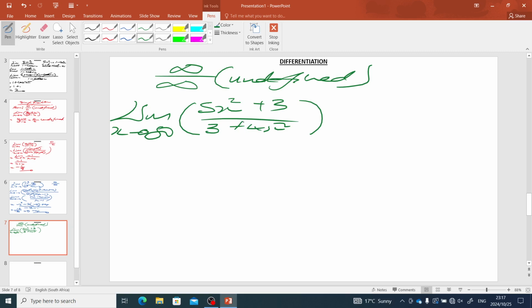Now, it means I can apply the principle of dividing by the highest power of x. What do I mean by that? What would be the highest power here on this given? The highest power here will be x squared. It means I will be dividing every term here by x squared.